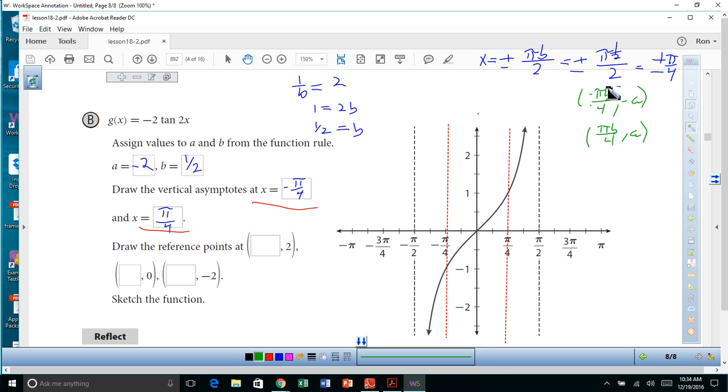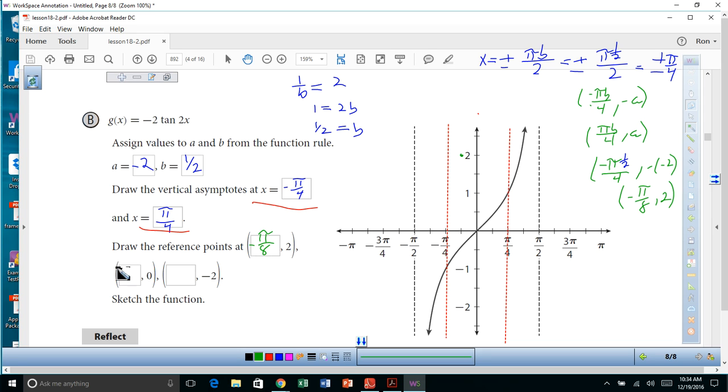Okay, so what is b? We got negative pi, and b is going to be 1/2. So we got 1/2 over 4, and then negative a, that's going to be negative 2. So this is going to be negative pi over 8, 2. So we're going to have negative pi over 8, 2. That's going to be right up there.